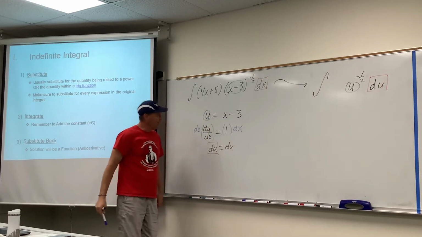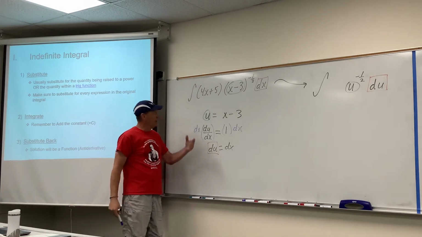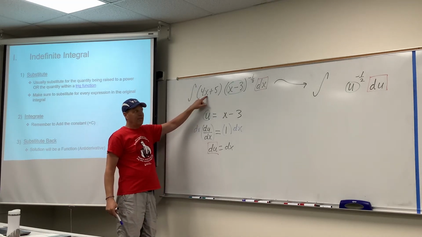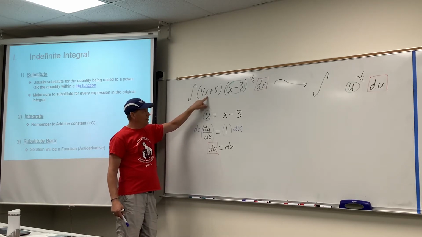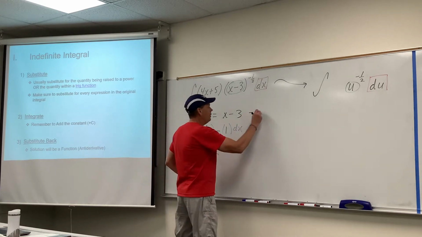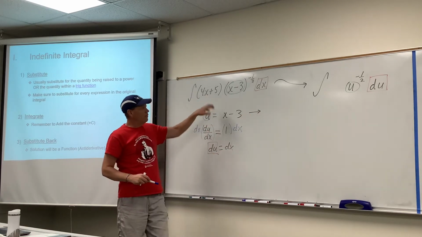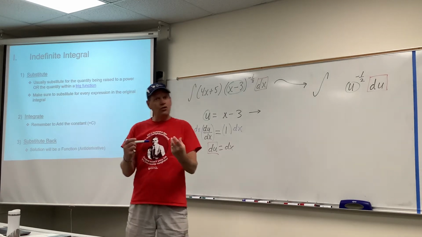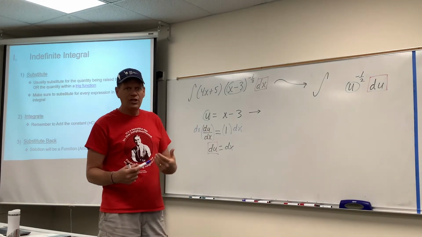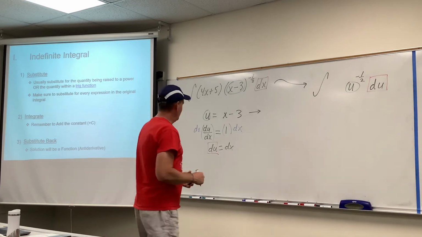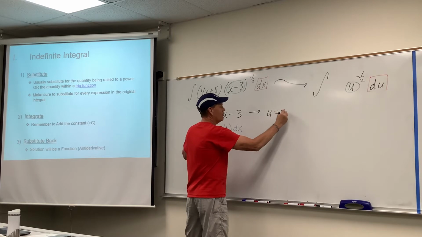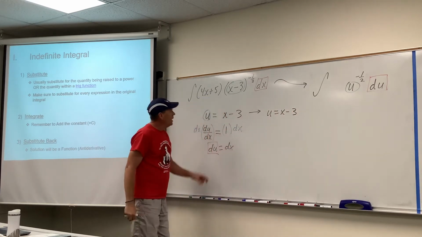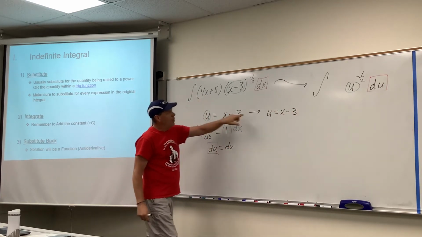However, that's not everything in the original expression. There's also the 4x plus 5 sitting out here. All right, so what do we do there? We build it. That's the best way I can describe this. And I would always tell people that if there's other expressions floating around out there, you need to construct them from your original substitution. So here's how I would do this. I'm going to transfer this over here, u equals x minus 3, that's our original substitution, and I'm going to build that expression from this.